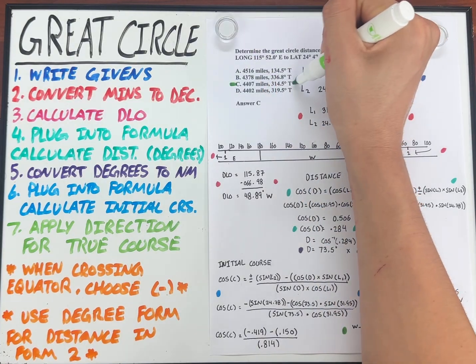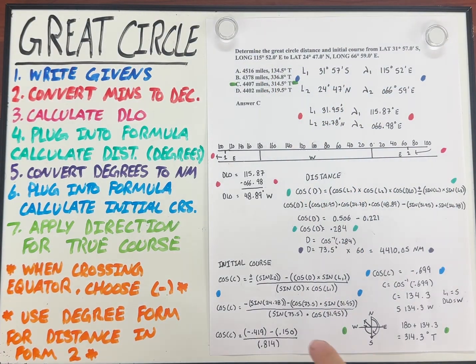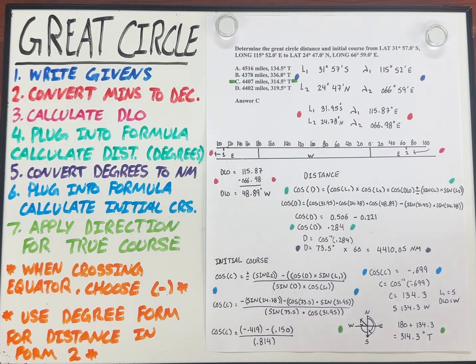C is going to be our answer. And remember, when we're using our initial course formula, we want to use our distance in degrees. And remember, when we are crossing the equator, we want to use the minus sign for both the distance formula and the initial course formula.